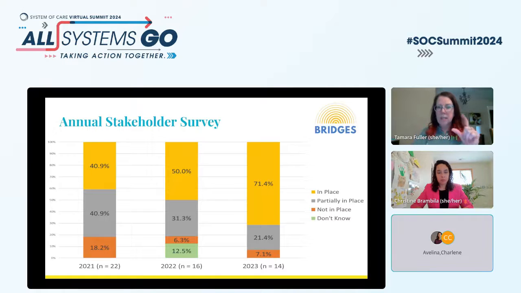So if you look at the yellow part of the bar, that shows the percentage of the survey respondents who thought that parent involvement was fully in place. And you can see that this has increased over time from about 41% in 2021 to 71% in 2023. So that's a very positive finding for this particular site.